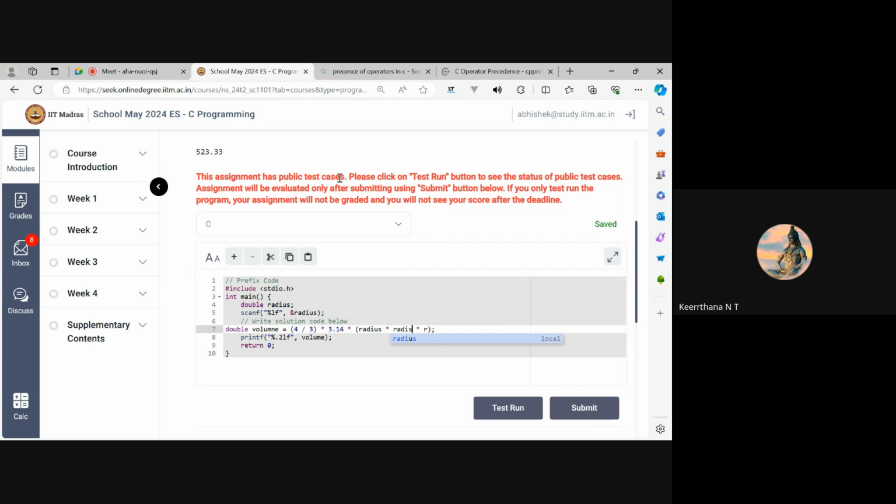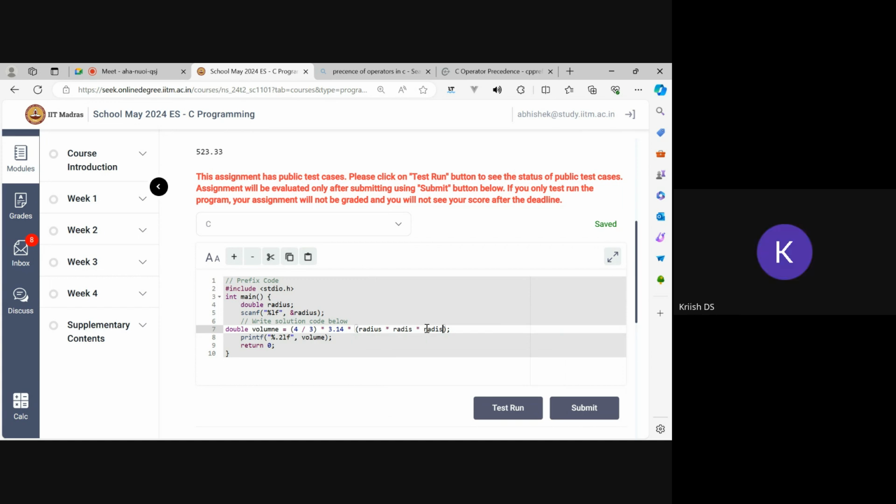Okay, sir. So this is how you can do it. I've given a double volume in one line. Another line I've given is volume equal to 4 by 3 into 3.14 into radius into radius into radius. That is also okay. I'm getting an error, sir.